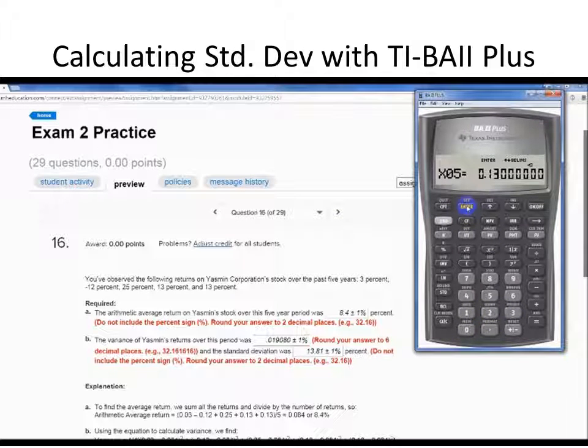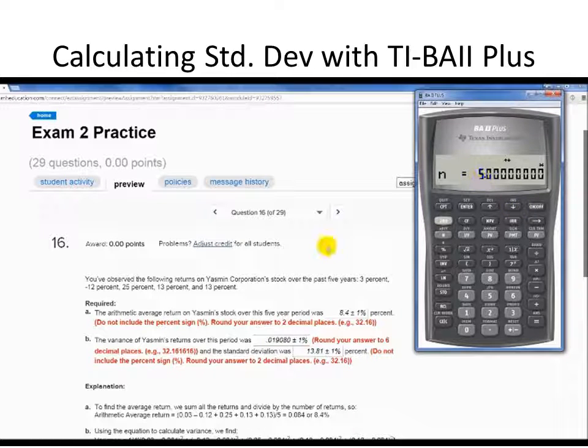Now we have all the data in there. We are ready to calculate some statistics. You want to hit the second button and then the number 8. Notice that above the number 8 it says stat. That's short for statistics. And this says lin, which I'm told stands for linear, but it doesn't matter to us. We just ignore that. Arrow down.